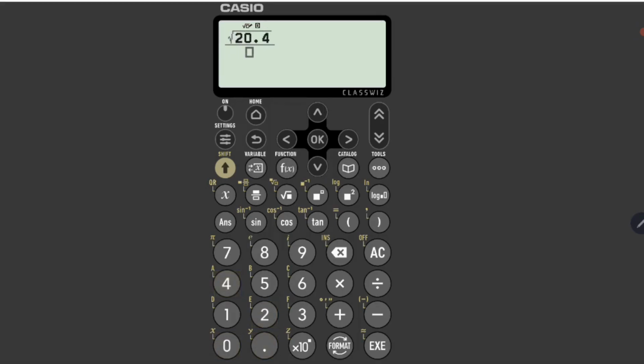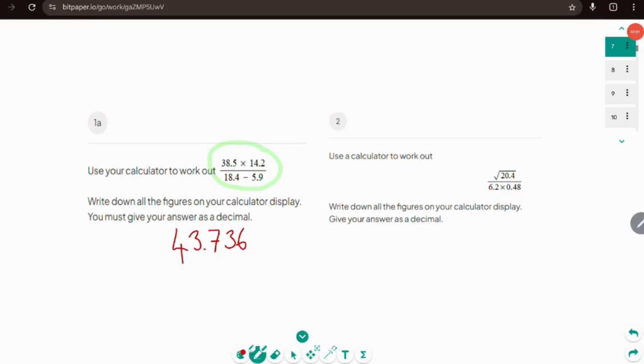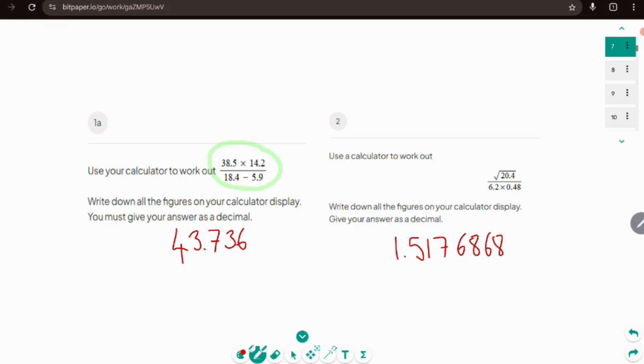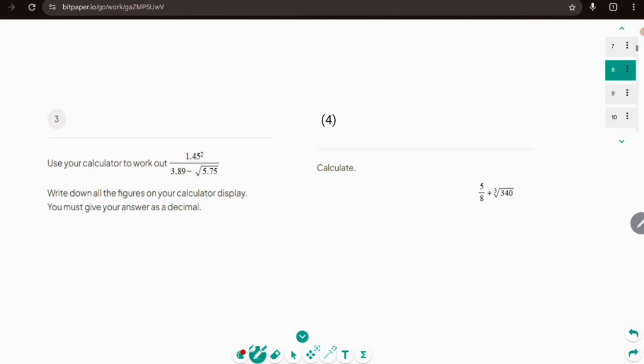20.4, denominator, again scroll down with the arrows, 6.2 times 0.48. And we have the answer 1.5176868. Again, it wants all the figures on the calculator display. So for these two questions, maybe have a go, put me on pause and unpause when you're finished.